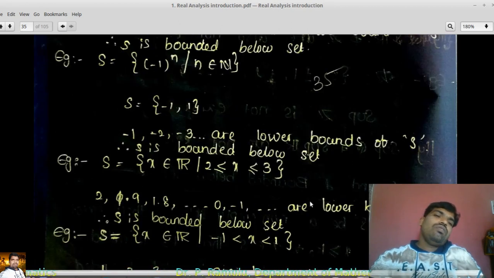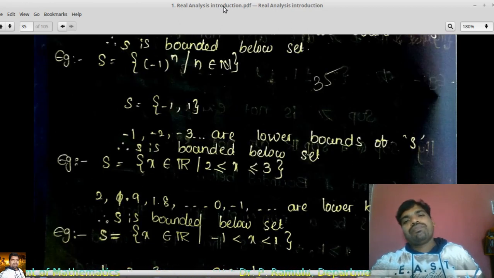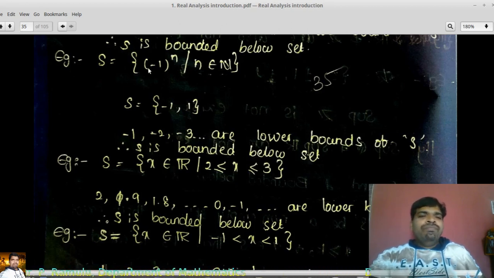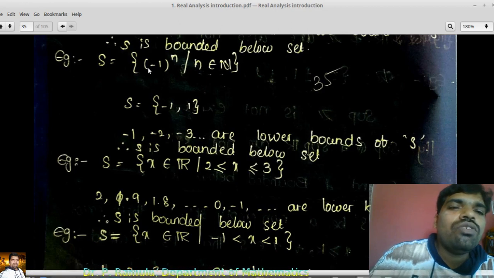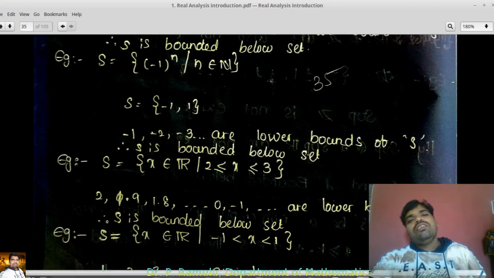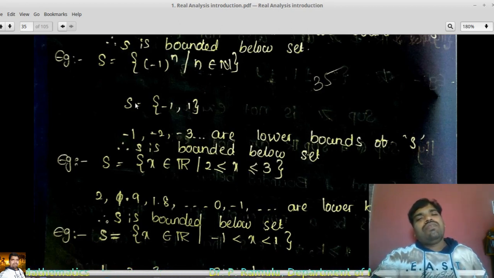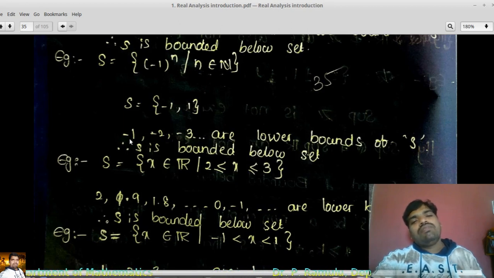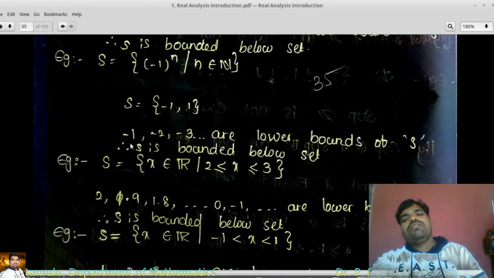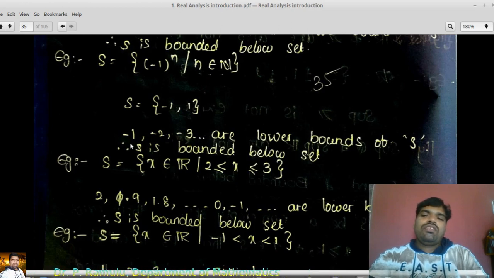If I take S equal to minus 1 whole power n, where n belongs to N. So therefore, S is equal to minus 1, comma 1. So minus 1, comma, minus 2, comma, minus 3 are lower bounds of S, therefore S is a bounded below set.